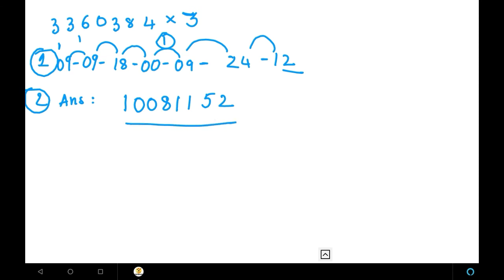With this, we have completed our first step of multiplications, that is multiplications in balancing method by single digit. In further videos, we will see some complicated multiplications like 2 digit into 2 digit with various methods.